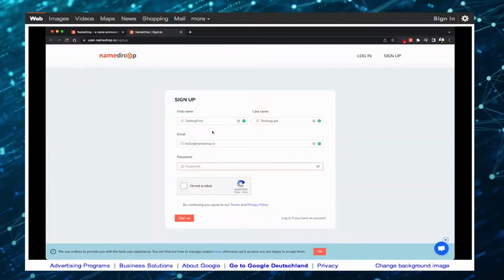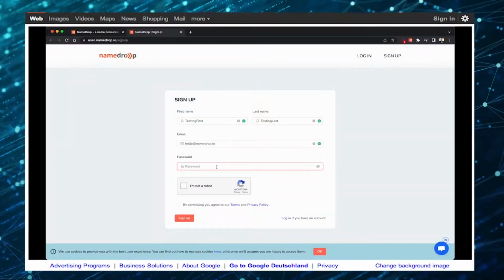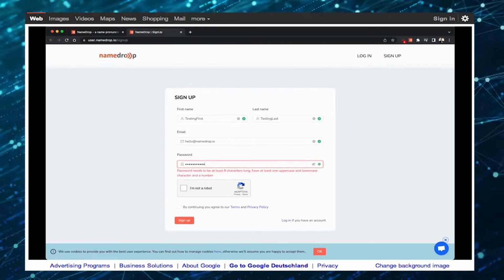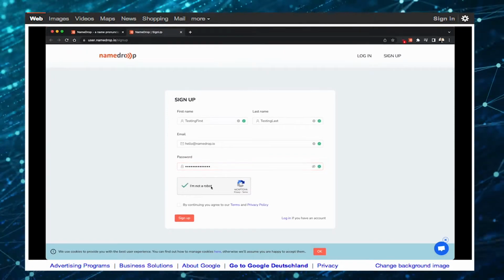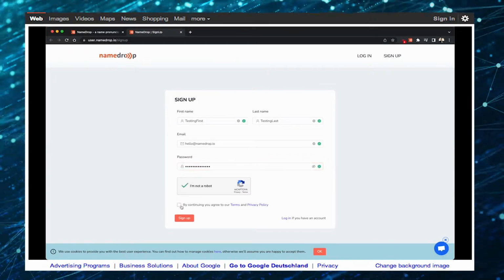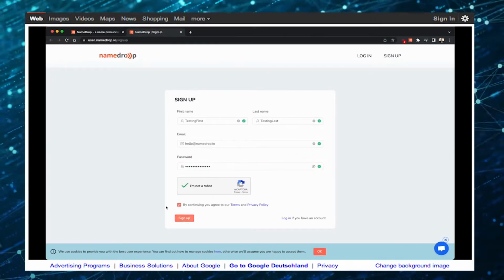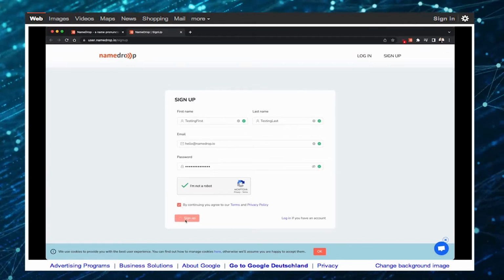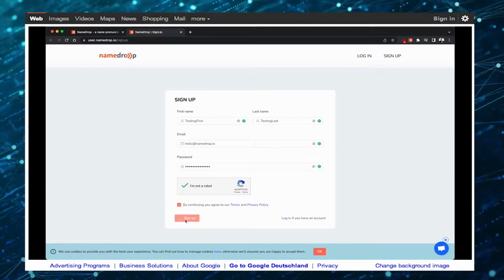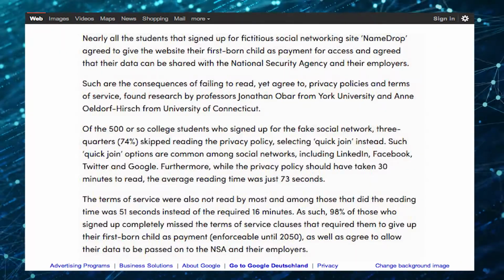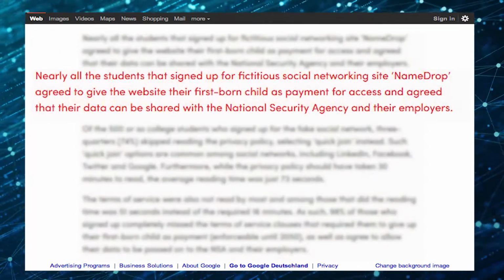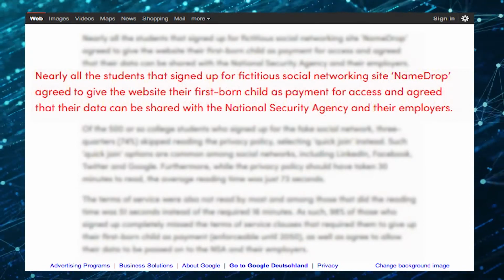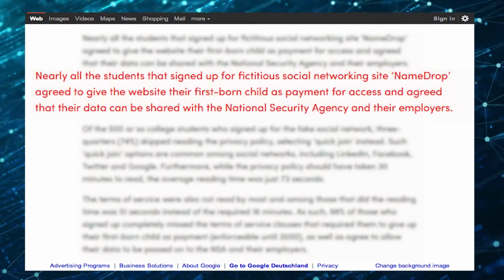For example, in 2016, a new social network came onto the scene. Known as Namedrop, Namedrop promised to revolutionize professional networking, and hundreds of college students tapped the big green join button. But did they read the terms of service? Nope. Should they have? Oh, yes. Because according to paragraph 2, subparagraph 3, subparagraph 1, they all agreed to give Namedrop their future firstborn children.